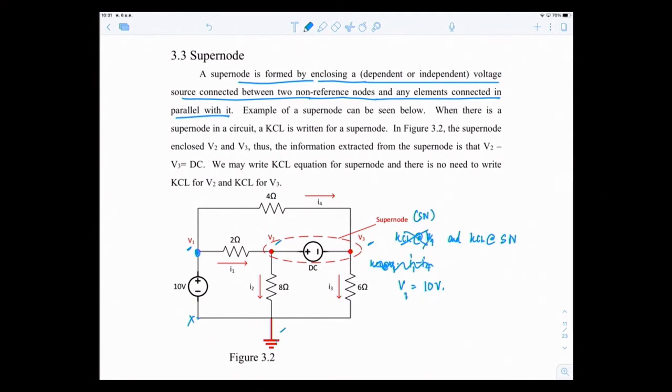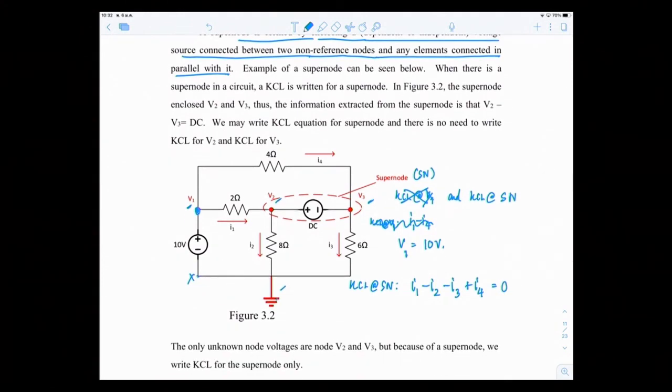So therefore, we apply KCL at the supernode. You look at the current going in or leaving the red circle that I put as the supernode. So I1 is entering the supernode, I2 is leaving the supernode, so minus I2. I3 is leaving the supernode, so minus I3. And I4 is entering the supernode, so I1 minus I2 minus I3 plus I4 equals 0.